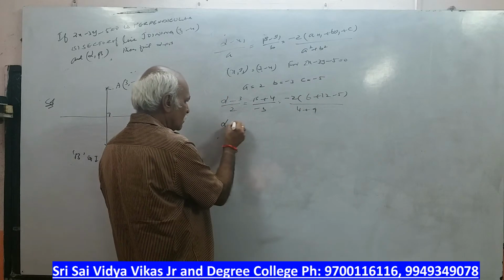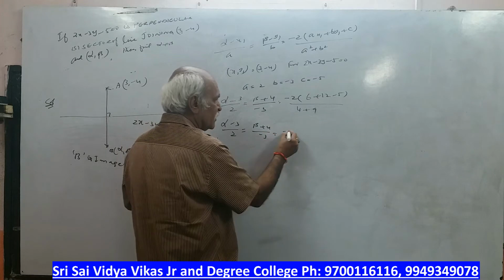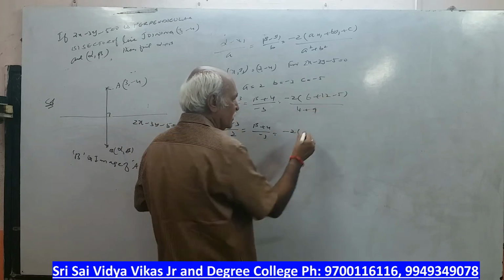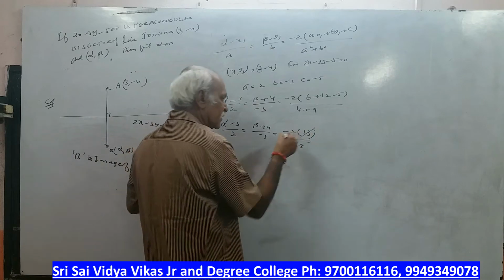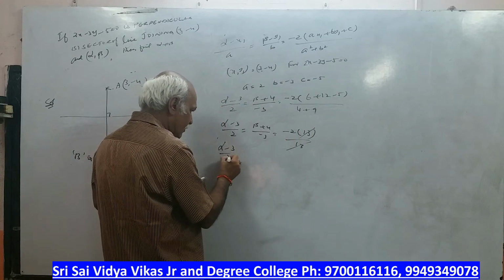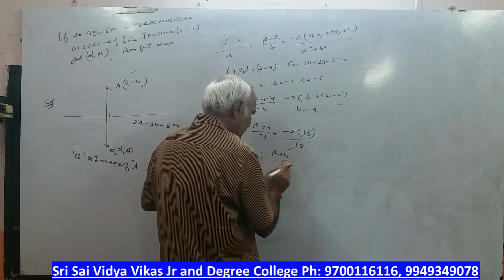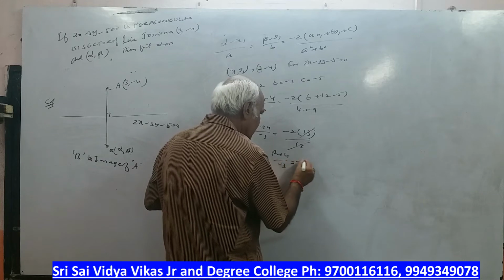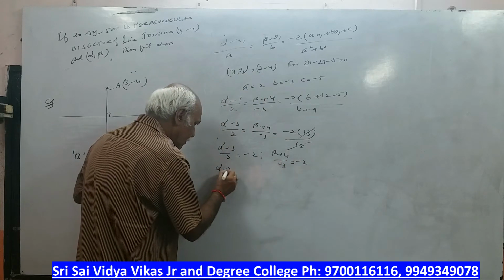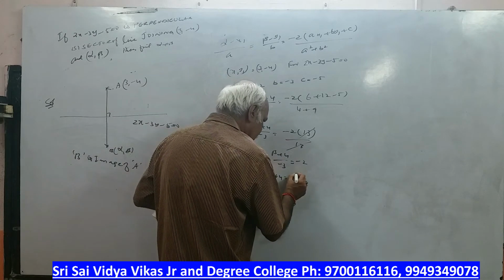So alpha minus 3 by 2, equals minus 2 into 18 minus 5, 13 by 13, because 4 plus 9. 13 and 13 will get cancelled. Alpha minus 3 by 2 is equal to minus 2, beta plus 4 by minus 3 is equal to minus 2. So alpha minus 3 is equal to minus 4, beta plus 4 is equal to 6.